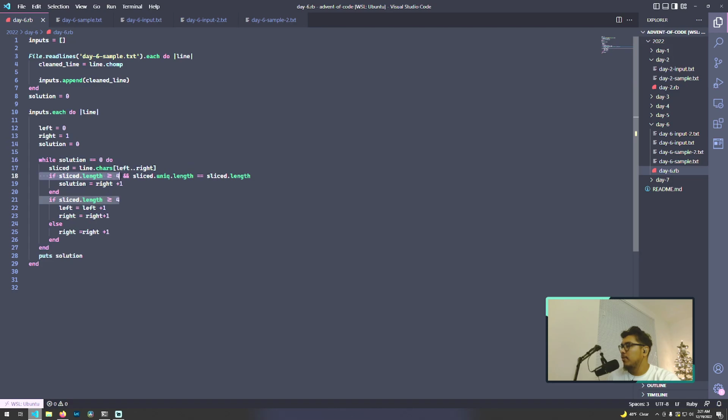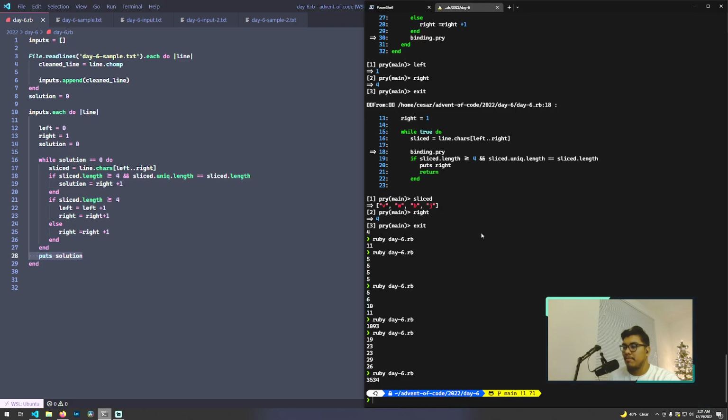And once we get to the 4th, we check if we get the unique characters of that sliced array. And if the length of the unique characters is equal to the original array, then that means that there are no repeating characters in the array. We set the solution to the index plus 1 because we're 0 based. And then, yeah, we output it.